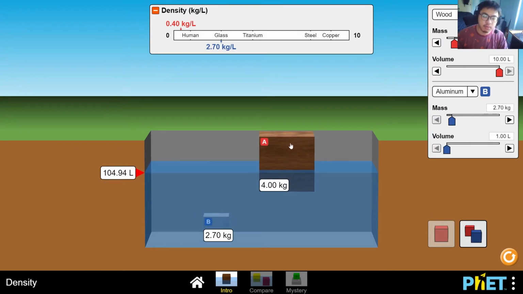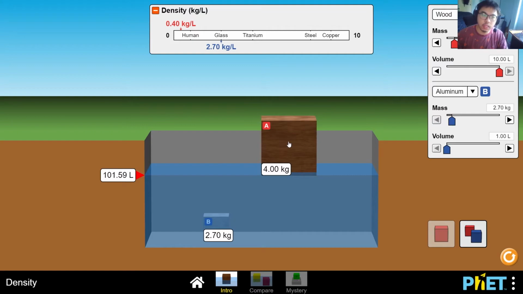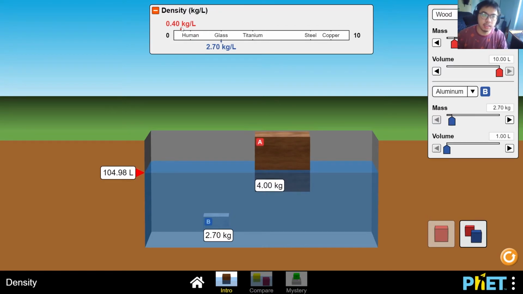That's because A, which is made out of wood, is a material that has a low density. It has a density of 0.4, you can see here. Whereas aluminum is a type of metal, and even though its mass is smaller, it has a higher density than water.